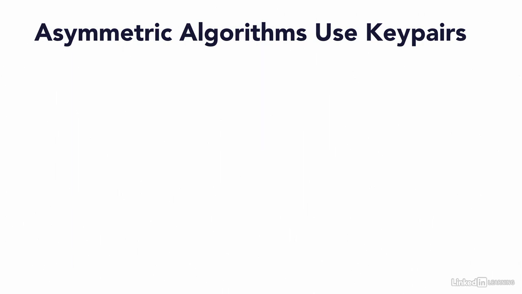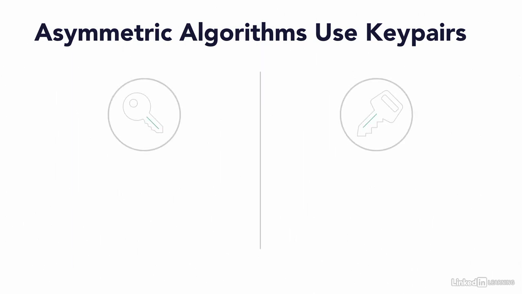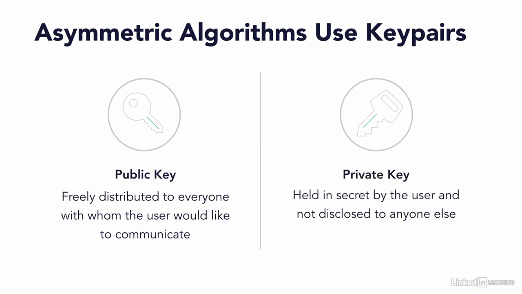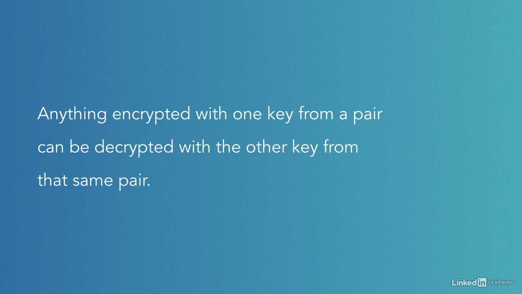Asymmetric cryptography solves this problem for us by using the concept of key pairs. Each user gets two keys: a public key that they can freely distribute to anyone they wish to communicate with, and a private key that they keep secret. In asymmetric cryptography, anything that is encrypted with one key from the pair can be decrypted with the other key from that same pair. For normal communications, the sender of the message would encrypt it with the recipient's public key, which is publicly known. The recipient would then use his or her private key to decrypt the message.